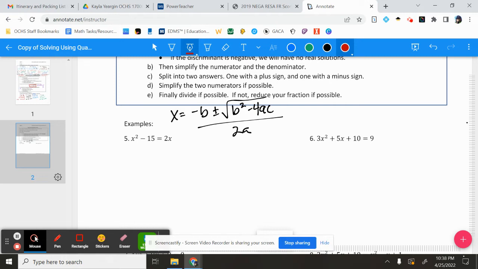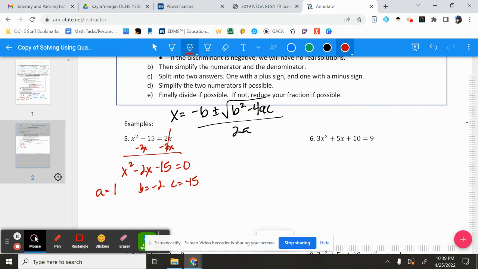So the first thing we have to do is make the problem equal 0. So I'm going to subtract 2x from each side. Notice I'm putting the 2x where the b value would go. So x squared minus 2x minus 15 is going to equal 0. Next step is for us to identify my a, my b, and my c values. So the a value is 1, the b value negative 2, and the c value is negative 15.